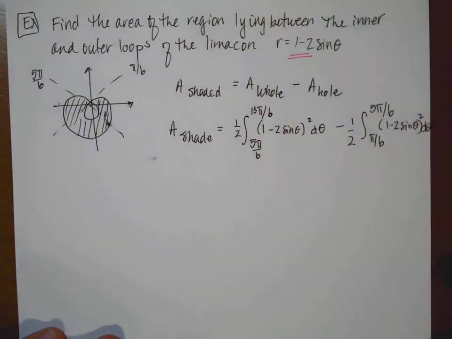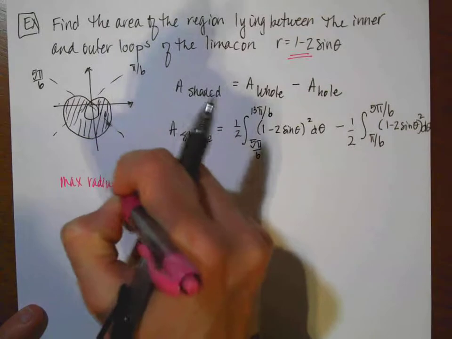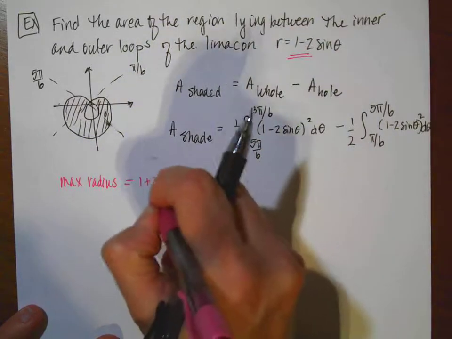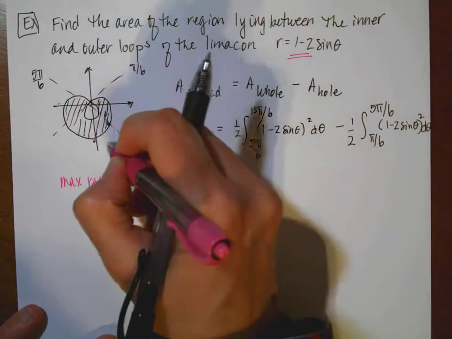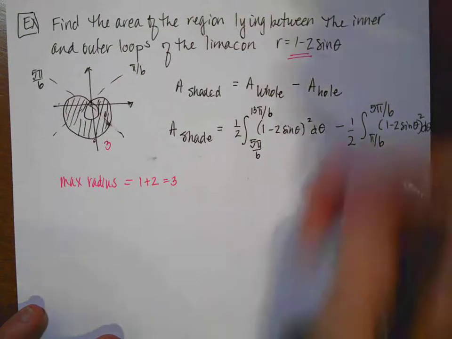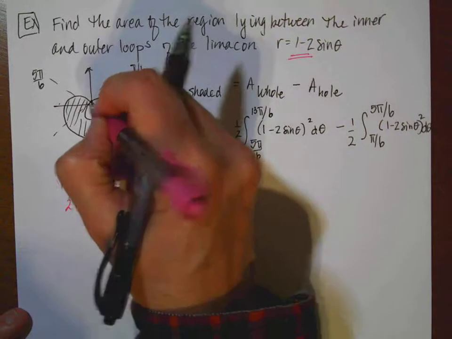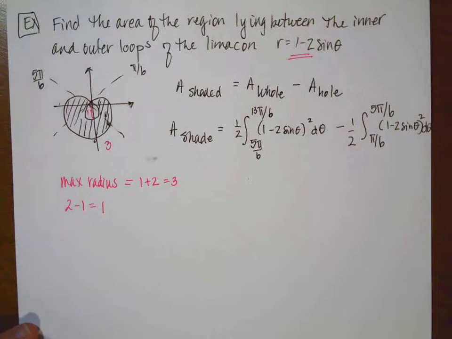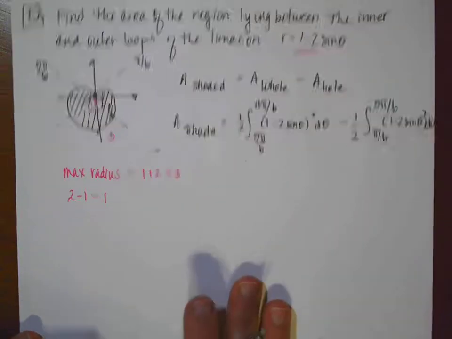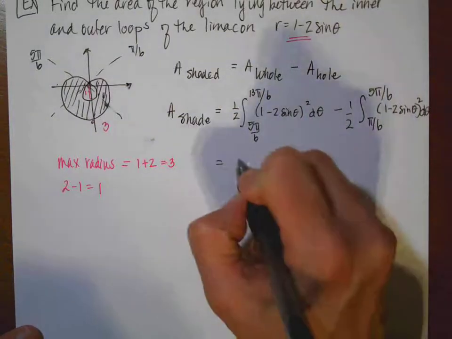Let's go back and talk about something that we've talked about before, because that little chunk of math gives you some good information. The maximum radius for this particular curve is going to be 1 plus 2, which is 3. So from here down to here would be 3. And then if I subtract 2 minus 1 to get 1, that says the radius in here is going to be 1, because that's your minimum radius. So those are cool little pieces of information about our limacons.